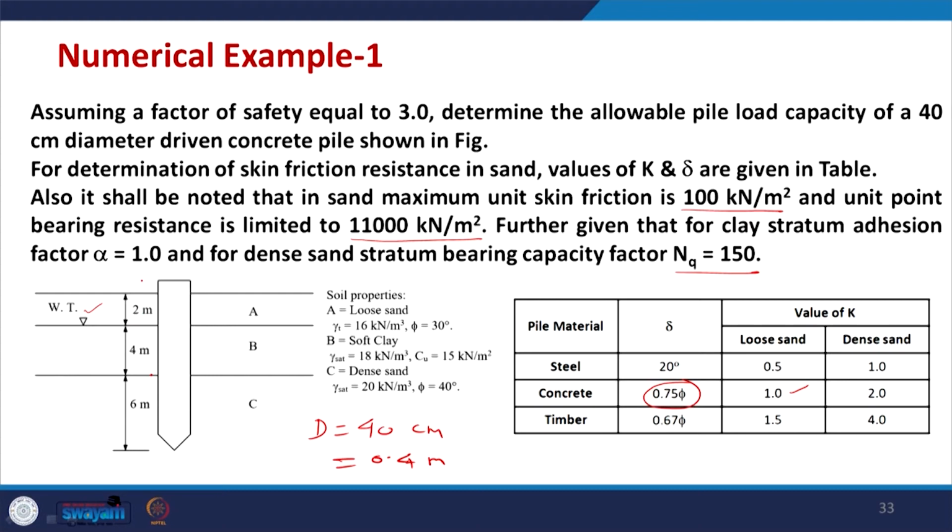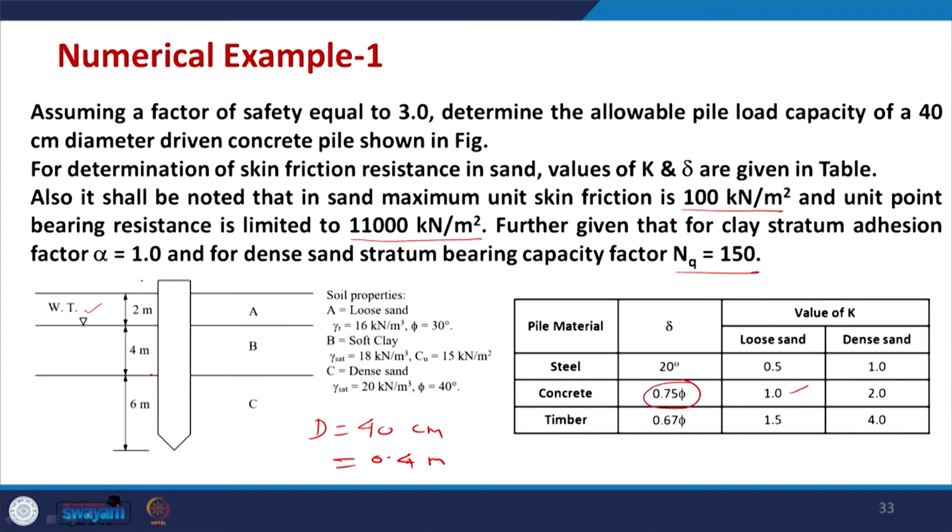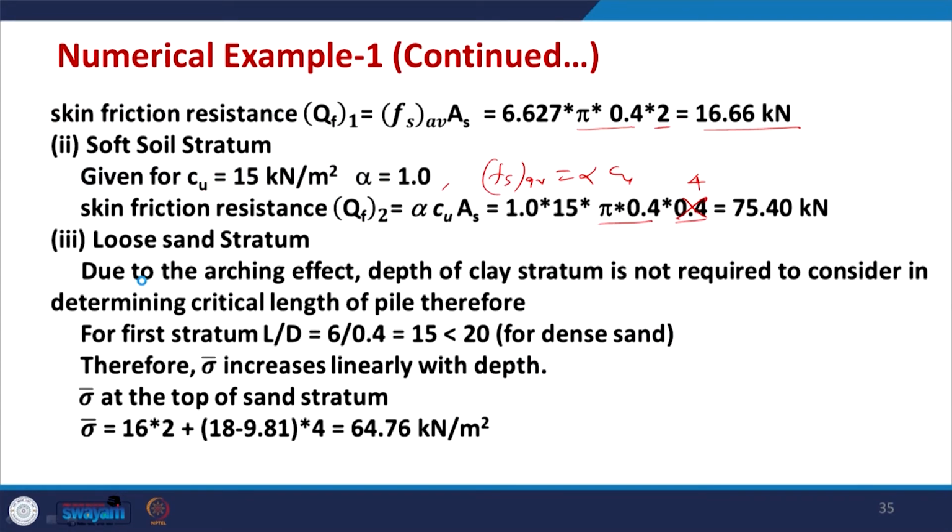If in between these two sand layers you would have another sand layer, then the critical length, or critical depth, of the pile would be counted from the top ground level. So in this case again, 6 meter divided by 0.4, where 0.4 is the diameter of the pile, is less than 15, and the last layer is dense sand. So it is still less than 20. So it is fine. That means the sigma bar will increase continuously up to the pile tip. So sigma bar increases linearly with the depth.